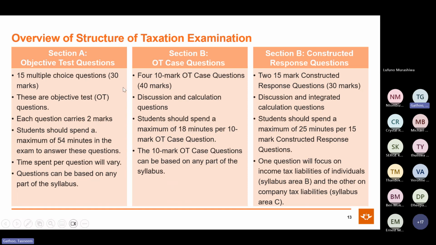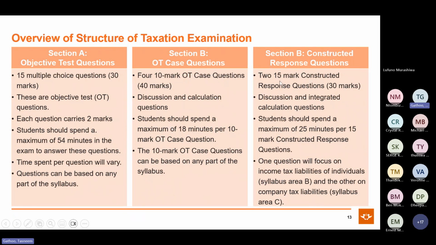So here, section B is made up of two types of questions. You get the objective test case questions and the constructed response questions. You will get 4 10-mark objective test case questions. These will ask for discussion and calculations. Students should spend a maximum of 18 minutes per question, and this again can test any part of the syllabus.